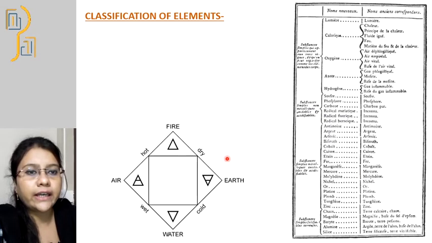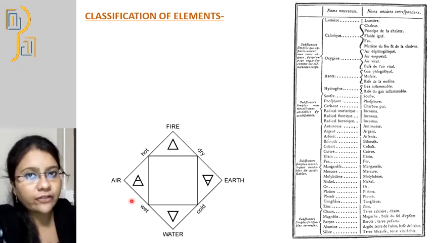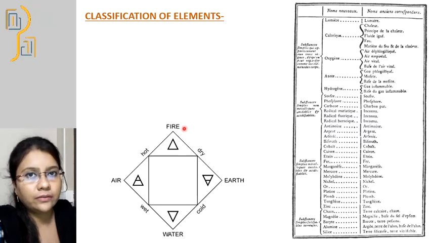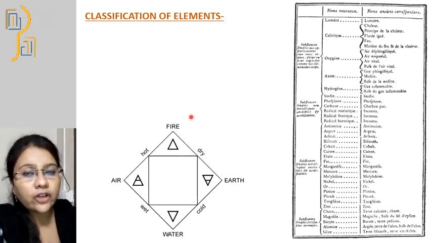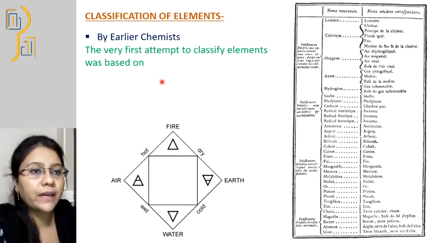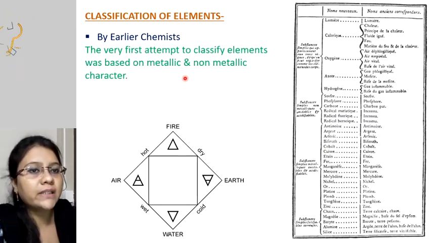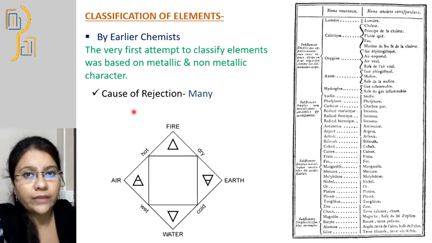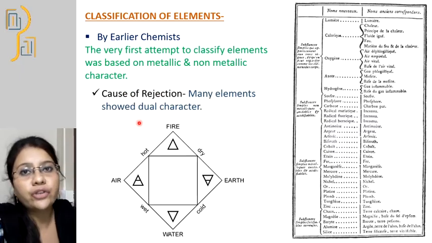In ancient days, the early humans classified elements as air, water, earth, and fire. But with the advent of science, the earlier chemists classified elements on the basis of metallic and non-metallic character. But we all know certain elements have some dual character, and thus this method was rejected altogether.